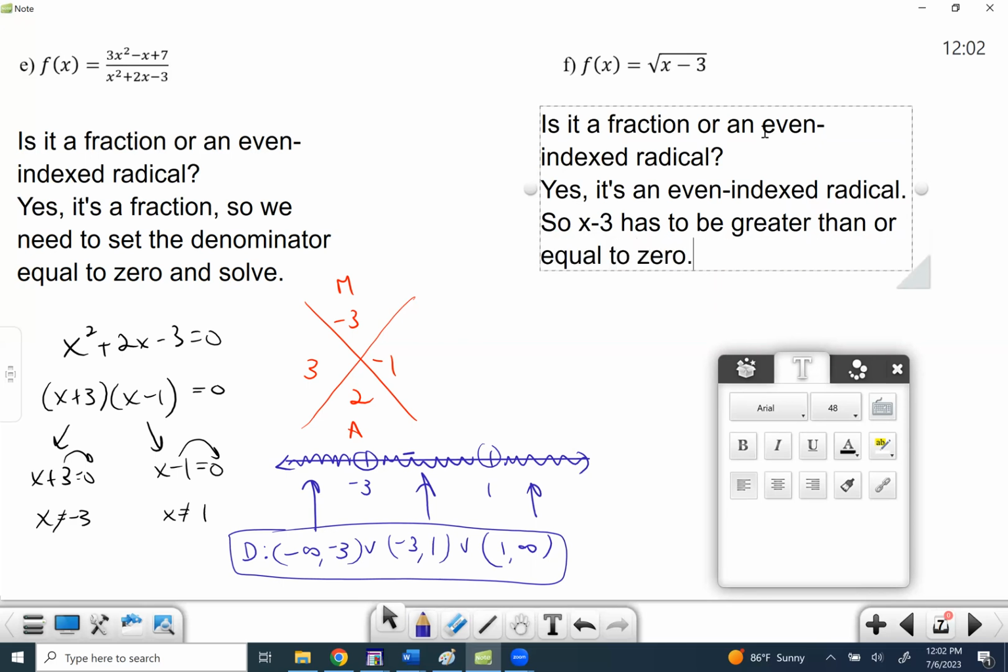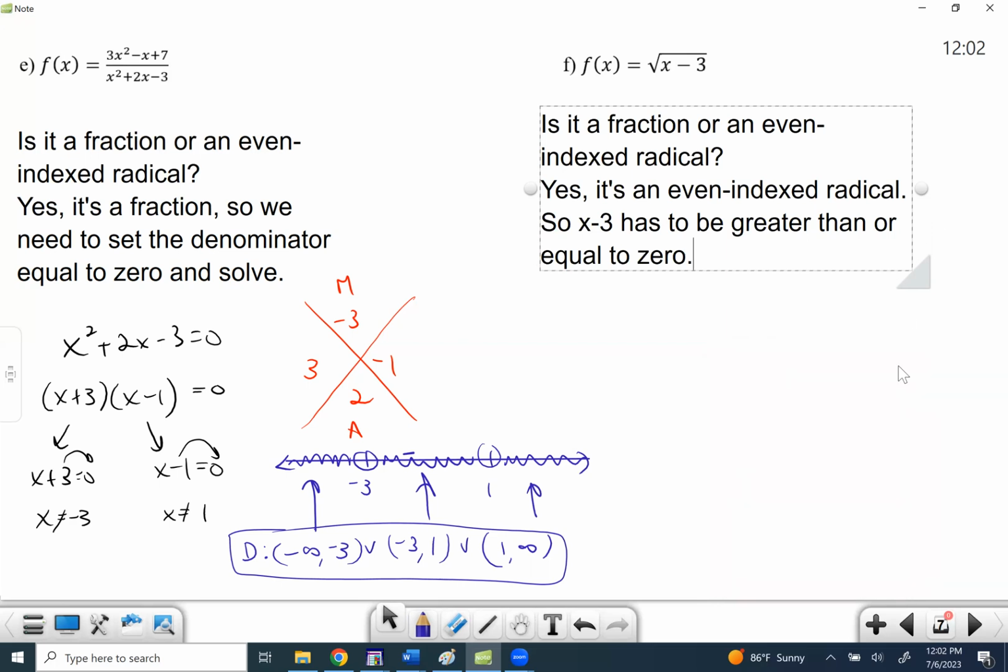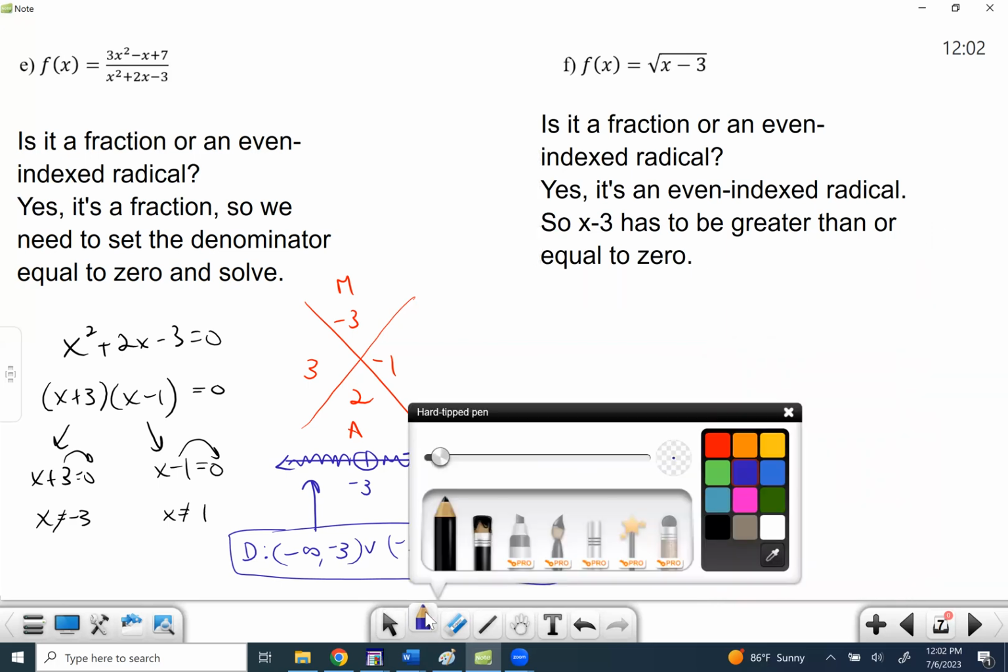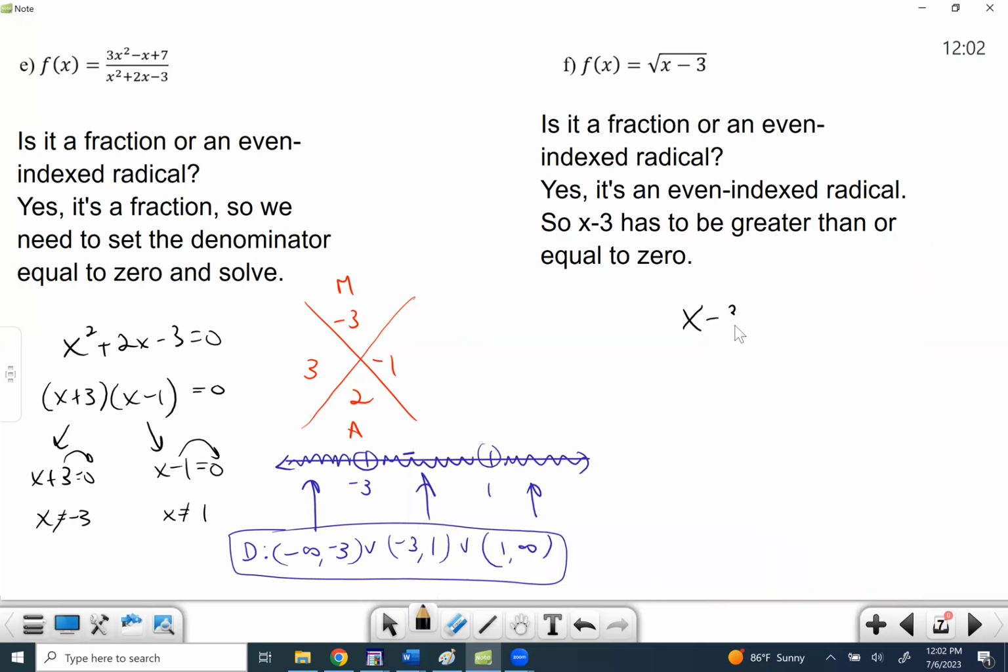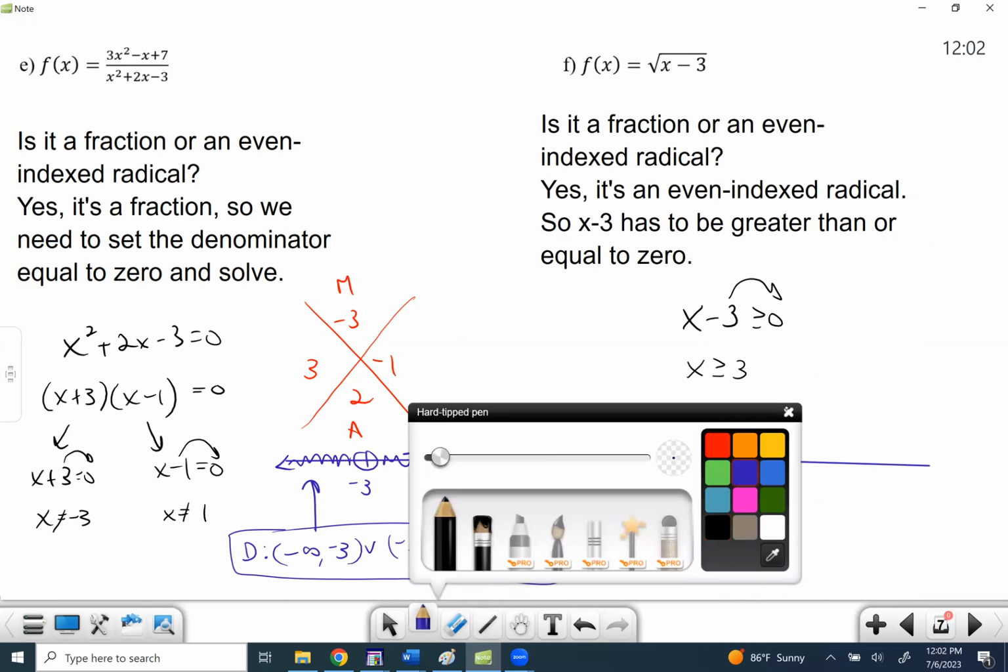We can't be square rooting negatives. Okay. You cannot be square rooting negatives. So we're going to take x minus 3 and set it greater than or equal to 0. We'll add the 3 over to the other side, making it a +3. So what we're saying here is 3 and up is okay. 3 and up is what it can be.